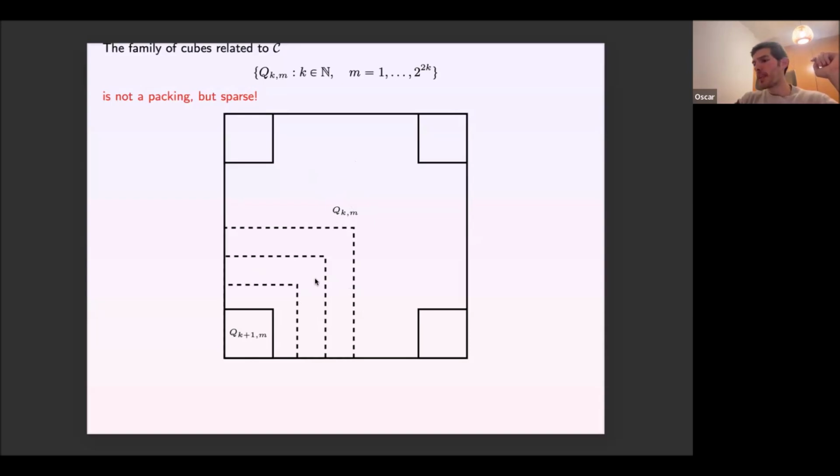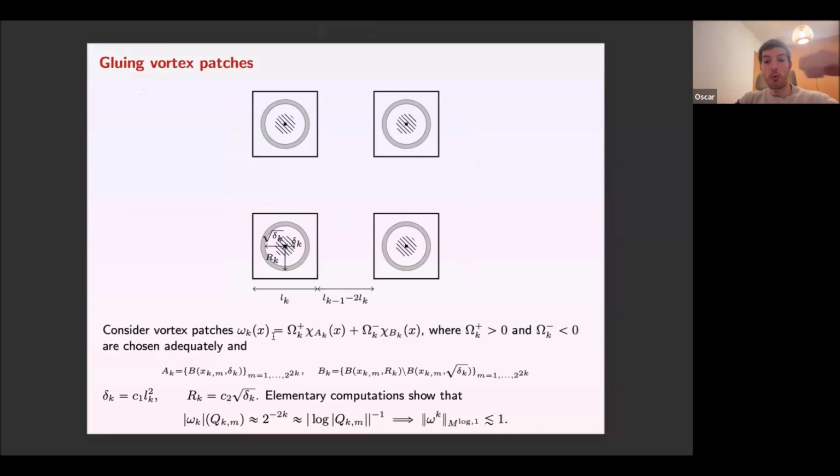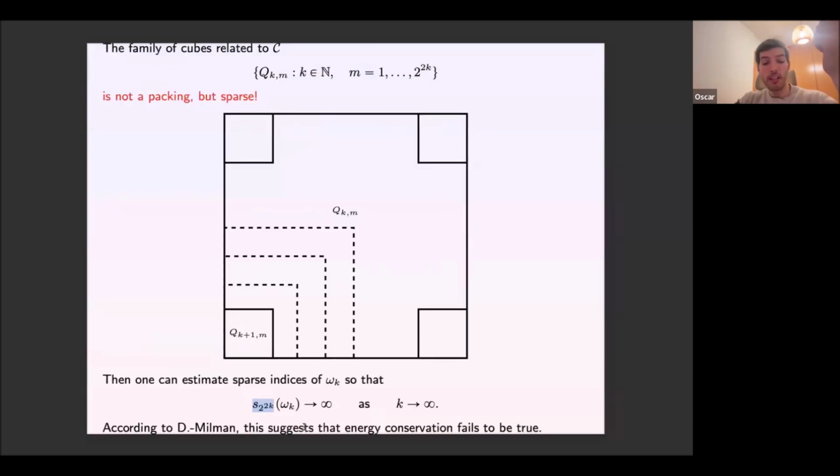And note that this dyadic tower gives us a sparse family of cubes. So there are overlappings, but the overlappings can be controlled in a sharp fashion. Once this has been done, it is not hard to estimate the corresponding sparse indices of these vortex patches. It takes some work, but after some computations, one can observe that this quantity is not going to zero, and even more dramatically, this sequence goes to infinity as k goes to infinity. So this is a wild behavior of the sparse indices.